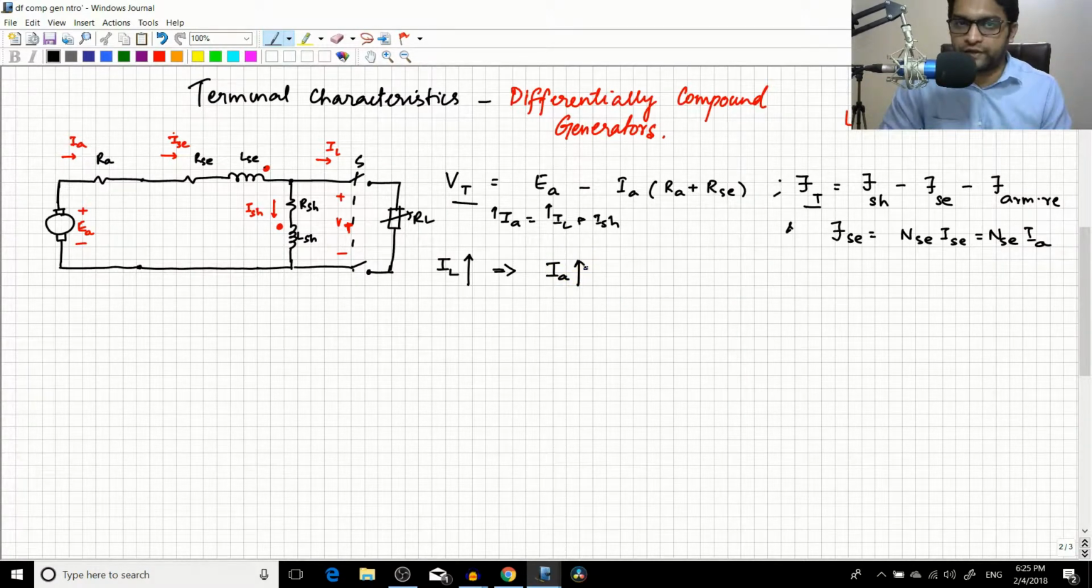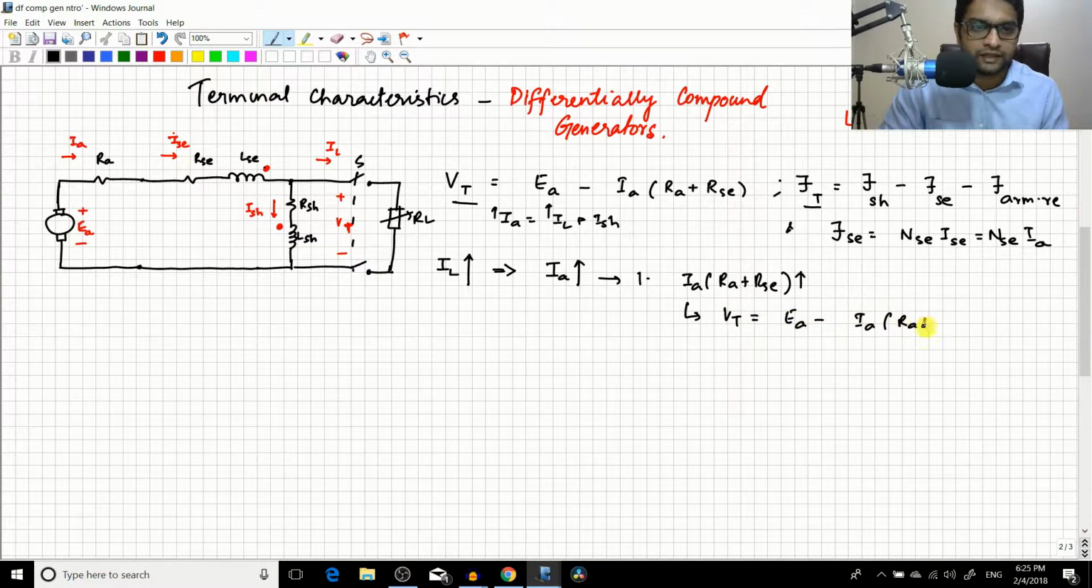Let's see the two effects that are going to happen here. One is that Ia into (Ra plus Rsc) is going to increase because of the Ia increase, which would mean that Vt, which is equal to Ea minus Ia into (Ra plus Rsc), decreases. If Ia into (Ra plus Rsc) increases, what happens to Vt? It decreases. So that is one thing.